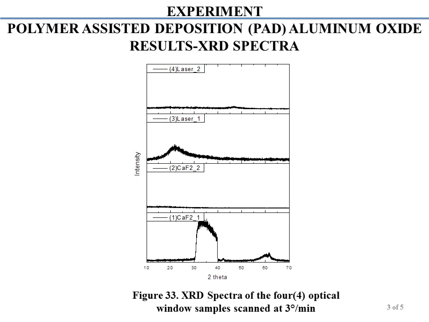In the next slide, we discuss polymer-assisted deposition aluminum oxide results of XRD, or X-ray diffraction spectra. As you can see, there are 4 samples scanned at 3 degrees per minute using an X-ray diffractometer, or XRD, at New Mexico State University, Department of Chemical Engineering. All samples only have background peaks in the spectra, indicating that coatings are amorphous.